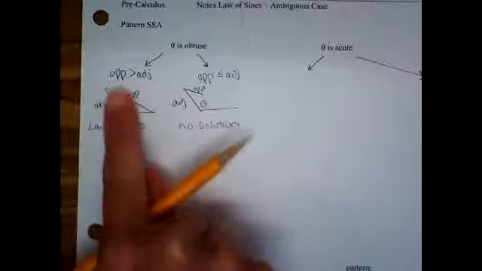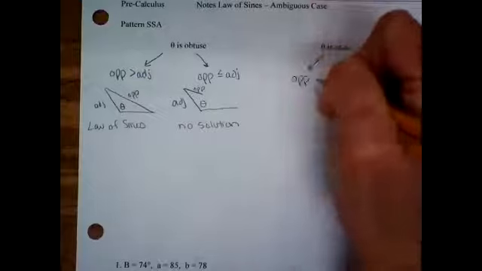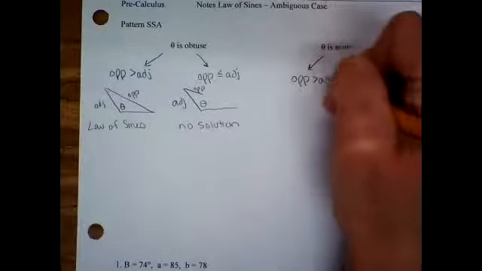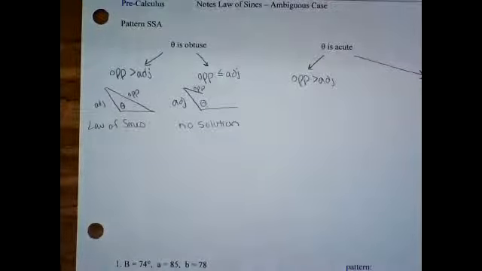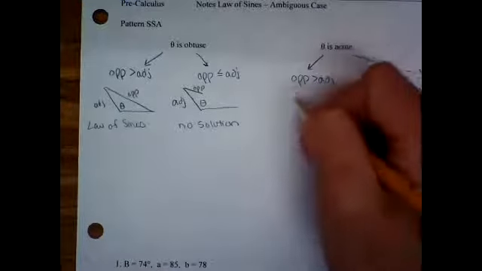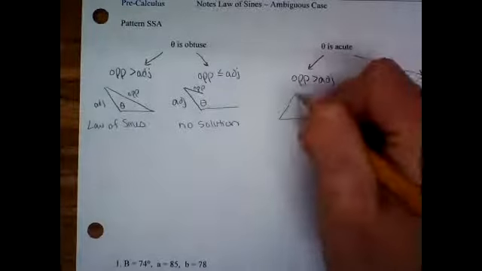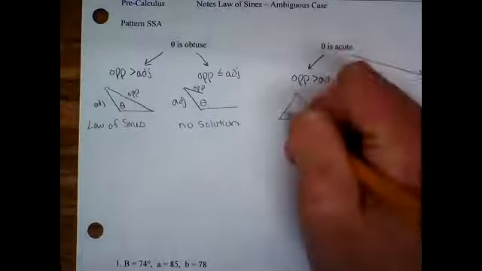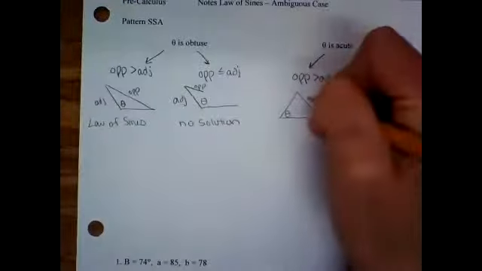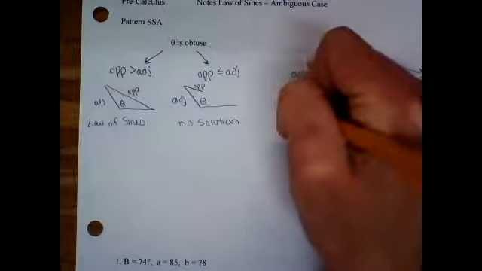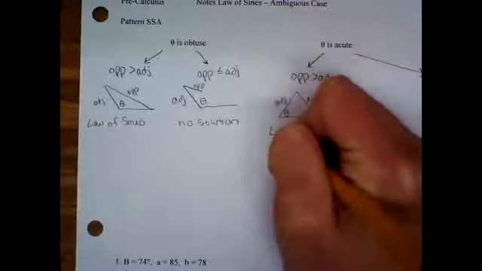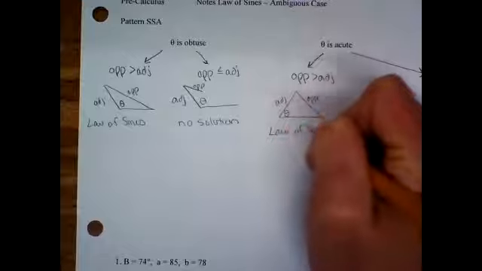Same thing for the first option. If the opposite side is bigger than the adjacent side, you're just good to go. Just do the problem. And if you want a picture, it would look like this. Here's your angle. It's acute. And the opposite side is bigger than the adjacent side. You would just do law of sines. Just do the problem exactly like last class. You don't have any issues. You're good to go.